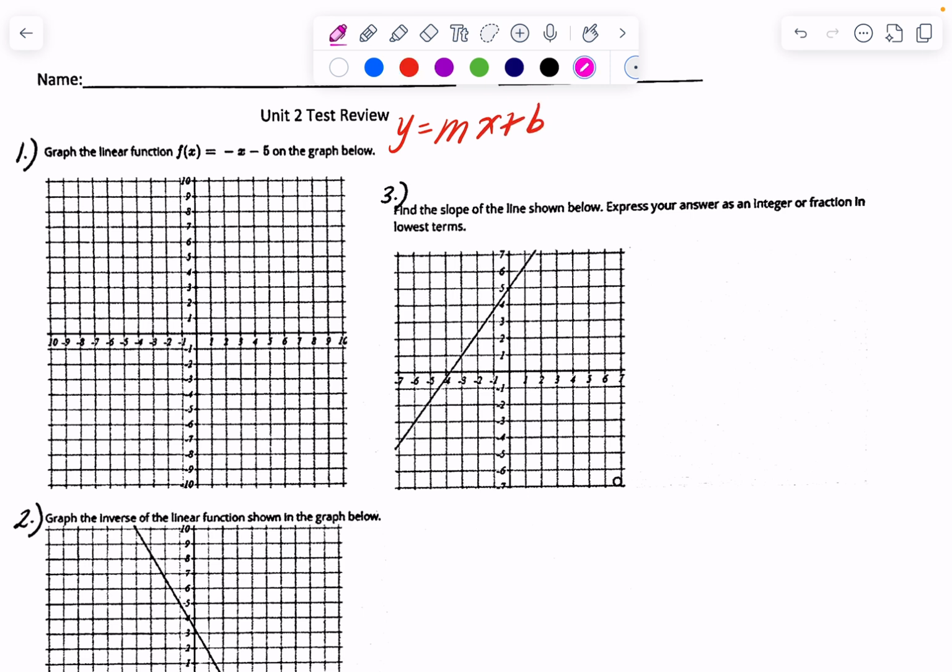So we know that m is our slope, which is rise over run. Rise or fall is really what we should say. Rise or fall over run. And b is our y-intercept, our starting point. So let's look at this. -5 is our starting point, our y-intercept. See, that's where it crosses the y-axis.